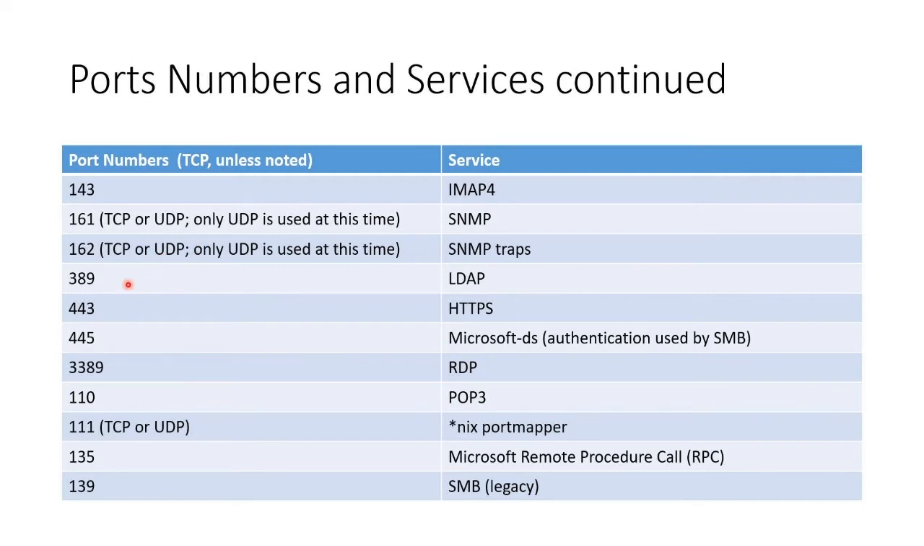389 is for LDAP. That is the search and edit protocol of Active Directory. It's actually for any directory service that is LDAP compliant, but Active Directory is where you're most likely to see it. 443 for HTTPS. 445, this is the login port for the login service for Microsoft, but it's also used by SMB, Server Message Block, the file and print service. 3389, Remote Desktop Protocol. So we've seen all these. You need to know these.